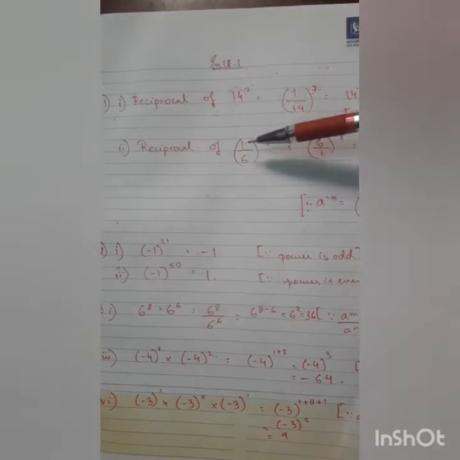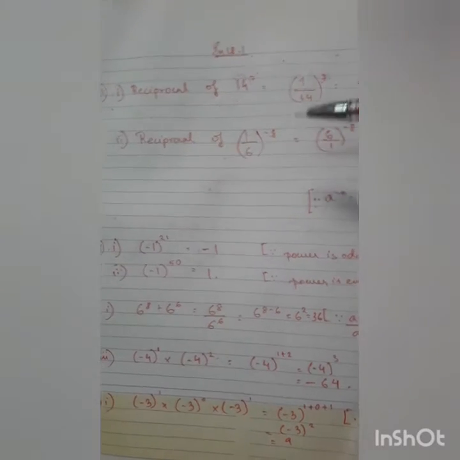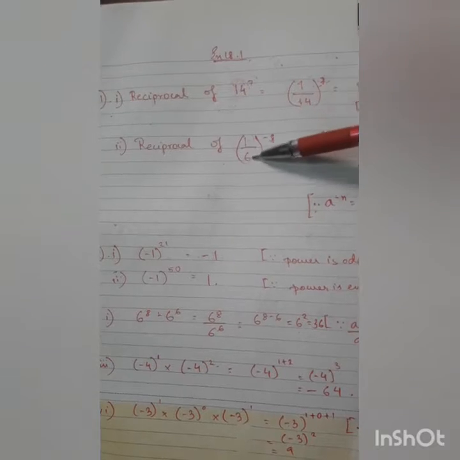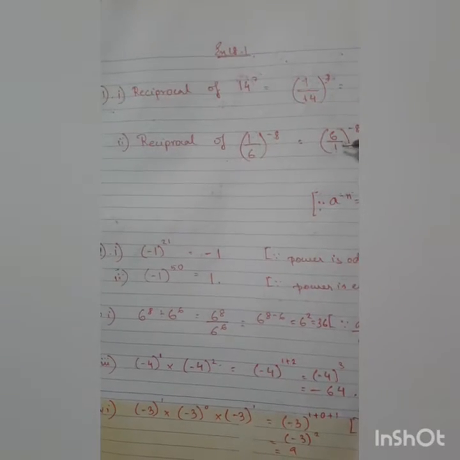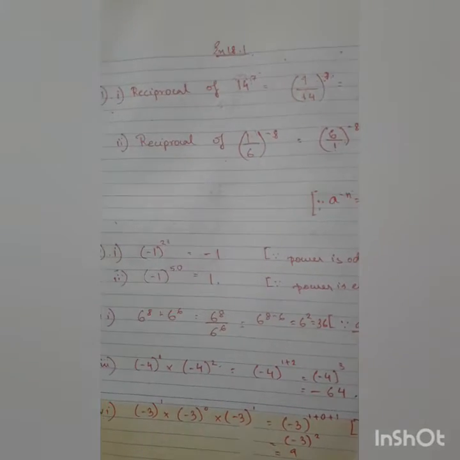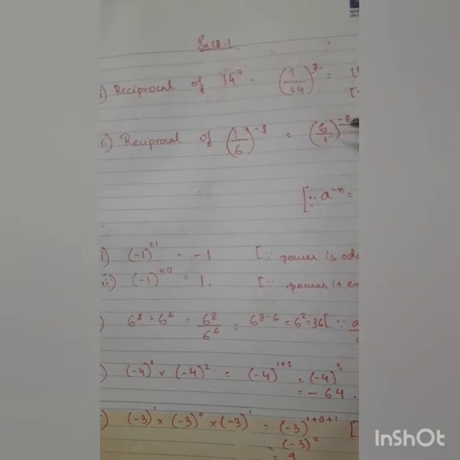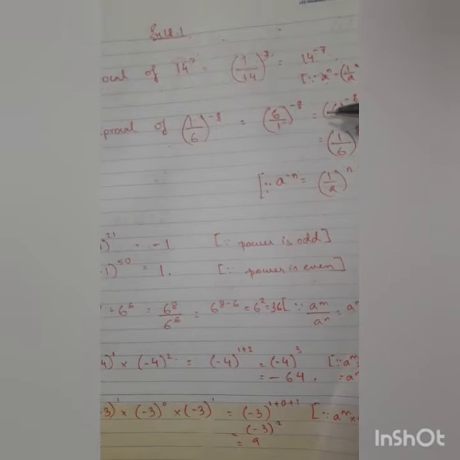Next, reciprocal of 1 by 6 to the power of minus 8. 1 by 6 to the power of minus 8's reciprocal is only the base will change. So it will become 6 by 1 to the power of minus 8. Now you can leave it as it is here. This can also be your final answer, that is 6 to the power of minus 8.